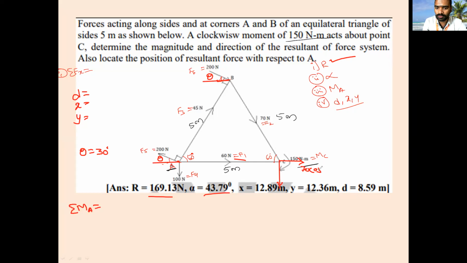70 sin 60? Why sin? Horizontal I am asking. This angle is with respect to horizontal, so 70 cos 60 for the horizontal. So for the vertical, how much will it come? That is 70 sin 60. Correct. So this is the answer for the horizontal and vertical.